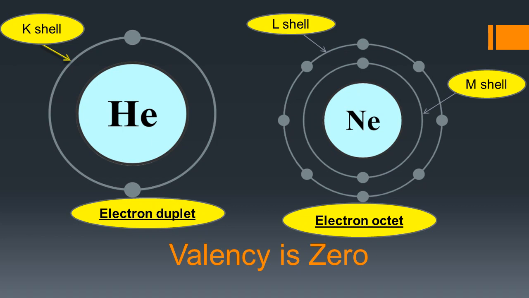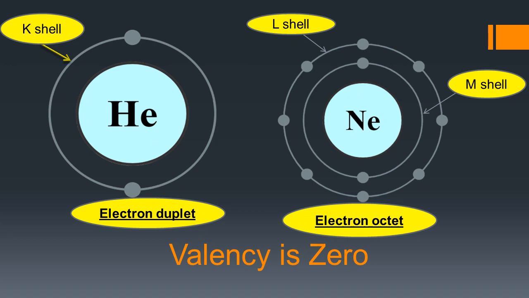Therefore, the outermost shell is called the valence shell, and the electrons in the outermost shell are called valence electrons. It can be seen that the valency of an atom is related to the number of valence electrons in that atom. Let us first look at the elements helium and neon. Here we take the example of helium and neon.